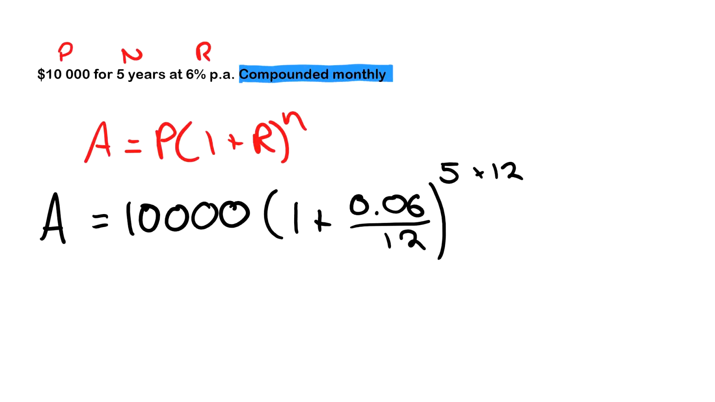The trick here is if you're compounding monthly, you divide the rate by 12 and you multiply the time by 12. If I was doing it daily, you would divide the rate by 365 and times the years by 365. So the pattern here is you multiply the N and you divide the R. Now that I've got that, I can put it into a calculator and I end up with 13,488.50.